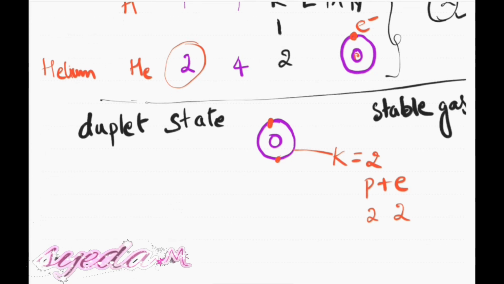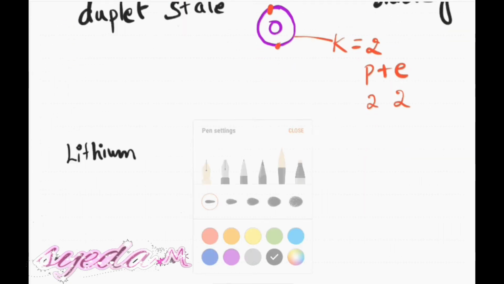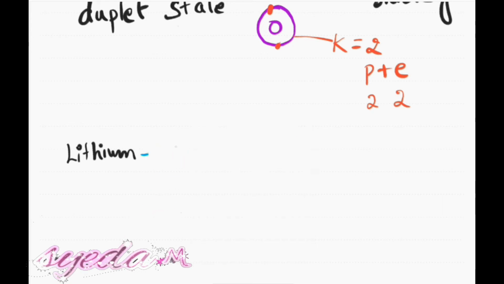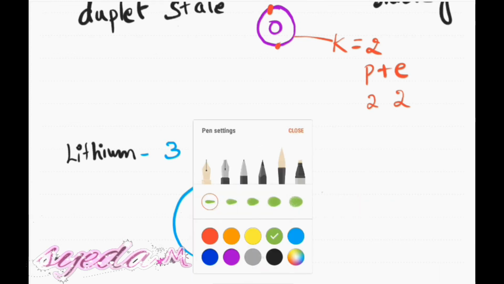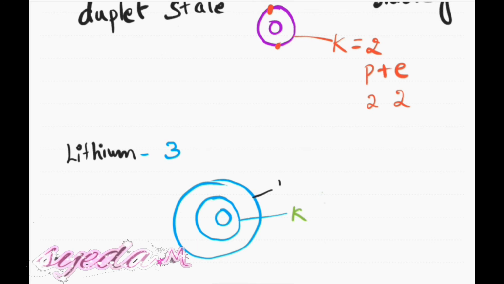Okay, now let us see the next. So lithium, how many rings will it have? This is the third element in the periodic table. Atomic number is 3. Okay, let us draw the structure. First, this is the nucleus, the first shell, the second shell. The first shell is the K shell. The second shell is the L shell.